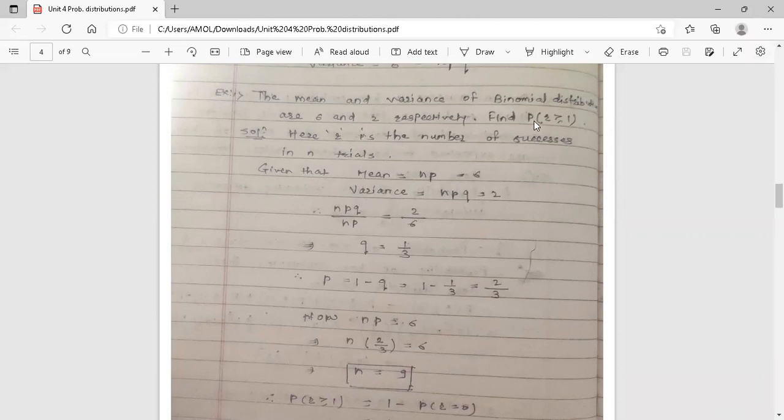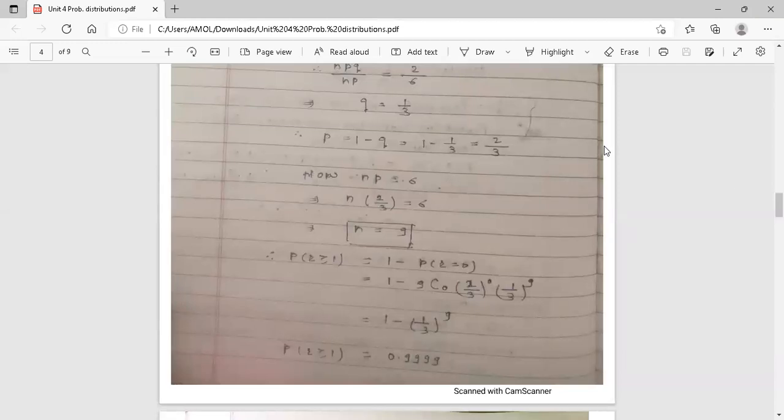Now we want probability of r greater than or equal to 1. Probability of r greater than or equal to 1 means you start from 1 up to which number? Up to number of trials. Now here number of trials are 9. Means you start from 1 and you stop at 9. Means your answer is, probability of r greater than or equal to 1 is equal to probability of r is equal to 1 plus probability of r is equal to 2 plus probability of r is equal to 3, and so on up to probability of r is equal to 9.